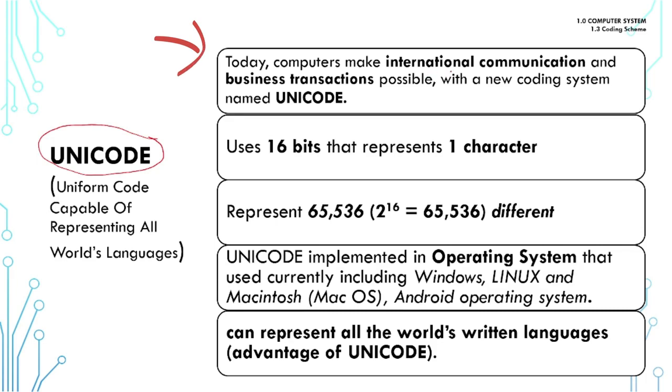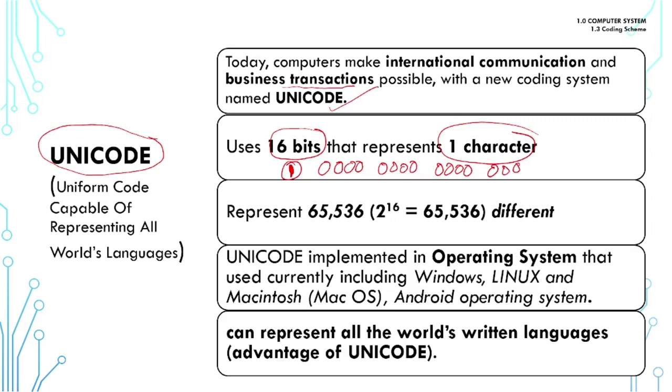Today's computer make international communication and business transaction possible with a new coding system that is named Unicode. And then for one character in Unicode needs 16 bits. Okay, satu karakter dia memerlukan 16 bits. Bermaksud contoh kalau digit one ni, so represent in binary code, dia akan menggunakan 16 bits lah. Ni contoh lah. 00, okay, 0000. Tu contohnya lah. So bermaksud untuk one character dia memerlukan 16 bits.